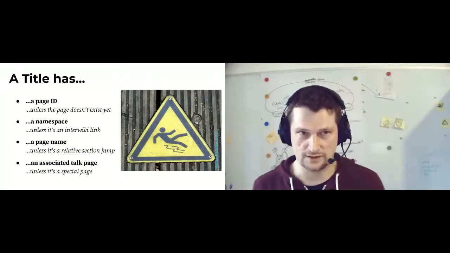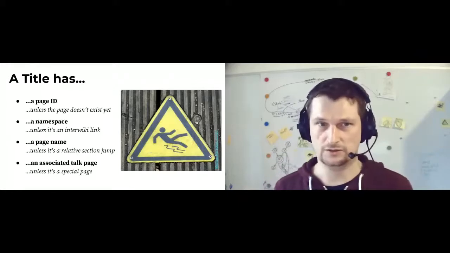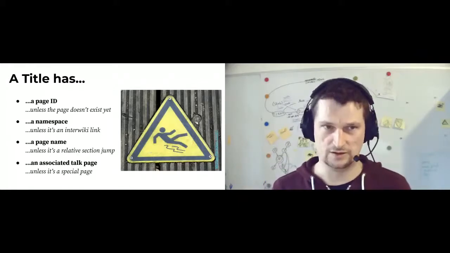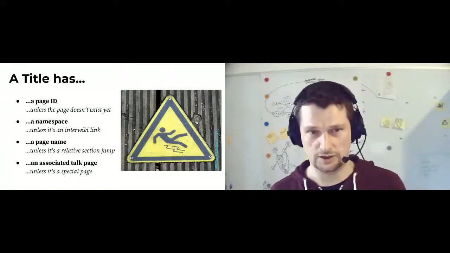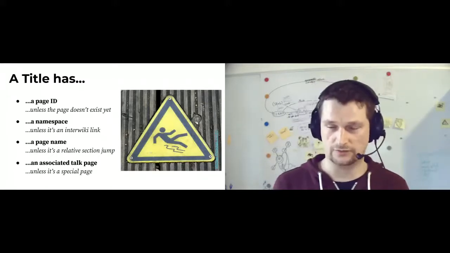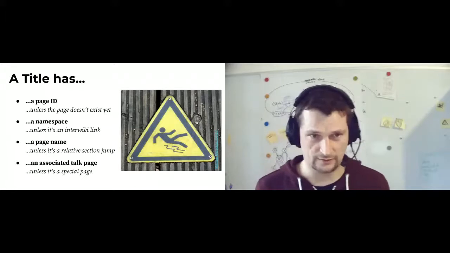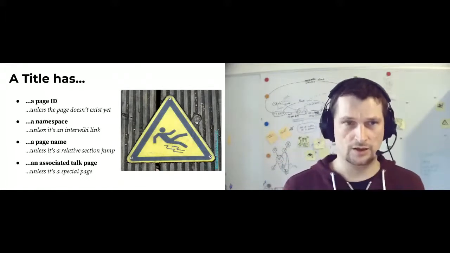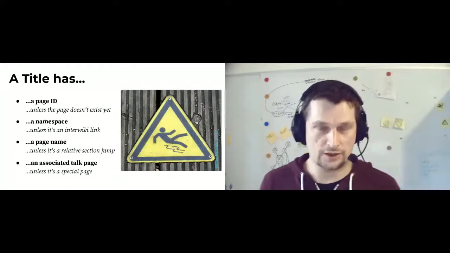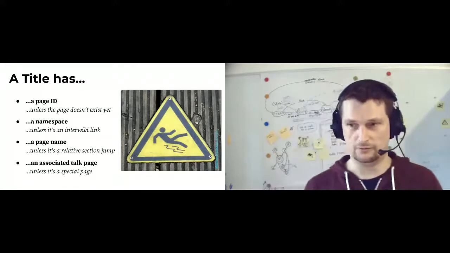So, for instance, a title has a page ID if the page actually exists. It has a namespace unless it's an interwiki link. It has a page name unless it's a relative section jump. It has an associated talk page unless it's a special page, and so on. So there's really nothing that a title definitely has.